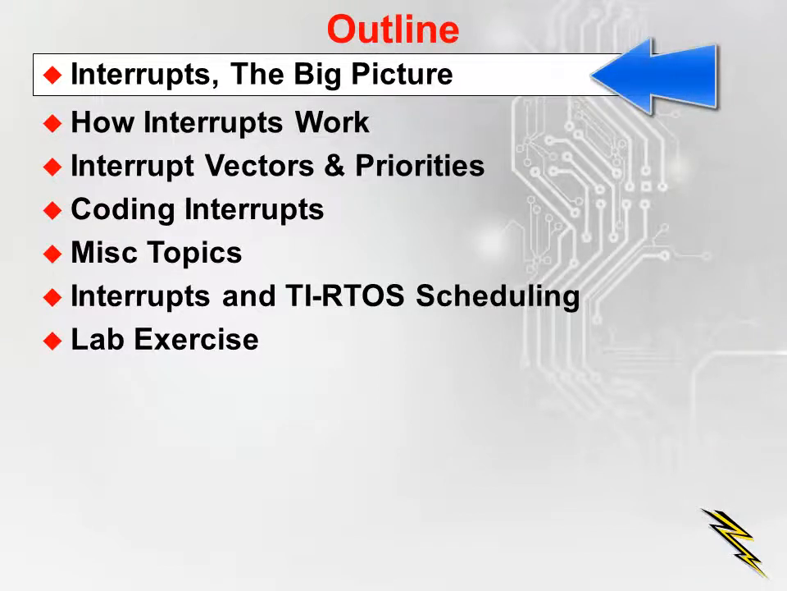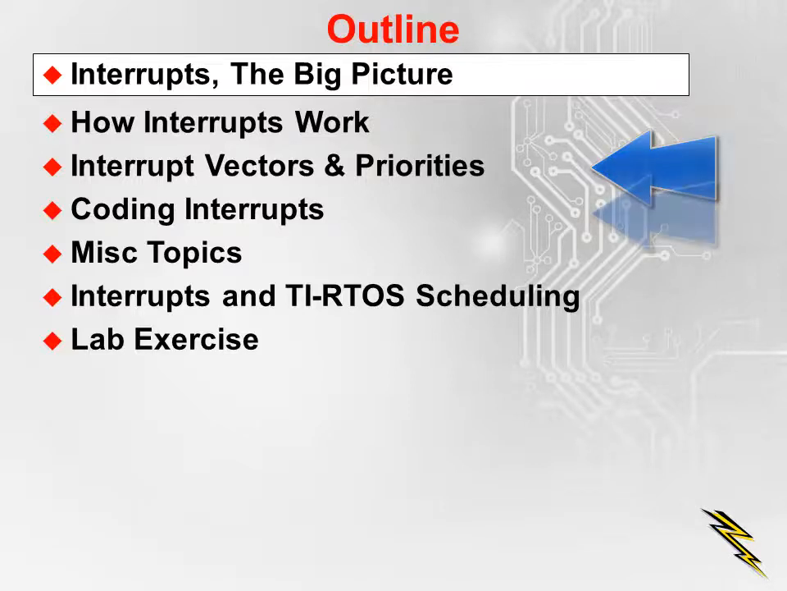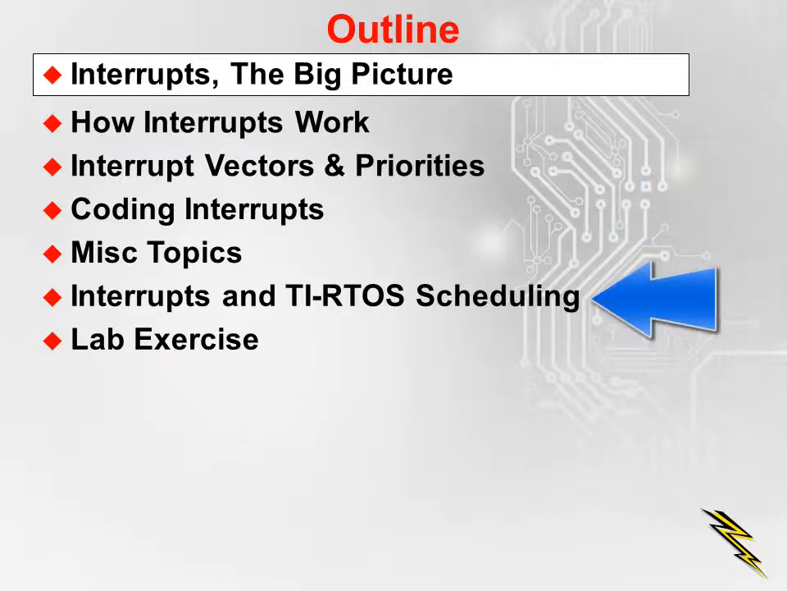We begin this chapter with a high-level introduction to interrupts. Next, we'll examine how interrupts work. What does it take to trigger an interrupt, and what does the MSP430 do about it? Since we have more than one interrupt on the MSP430, how do we figure out which one occurred? And how do we handle priority amongst all of them? Next, we'll examine what code is needed to enable and handle interrupts. Finally, before we begin our lab exercises, we'll take a brief look at TI-RTOS scheduling and how that works with the MSP430's interrupts.